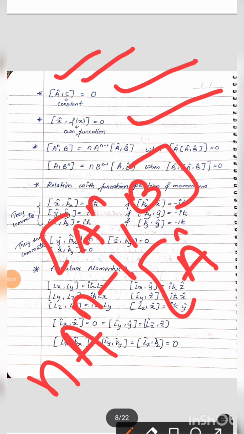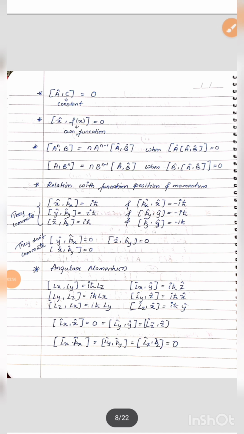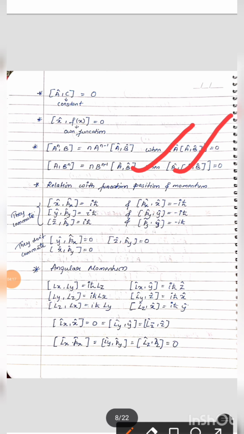Okay, next, if it is the commutator of A with B to the power of n, you just take n, similarly with the B parameter, that is B to the power of n minus 1 into n, commutator of A and B. These are a few of the standard commutators, and now we have to take a few relations with respect to momentum and position, that is, what the commutator values are. For these questions they will frame some equation and we have to solve it by substituting these commutator values, so you should know them.